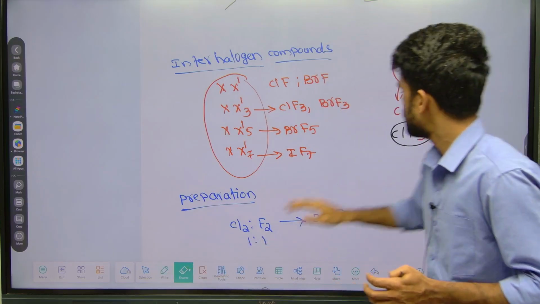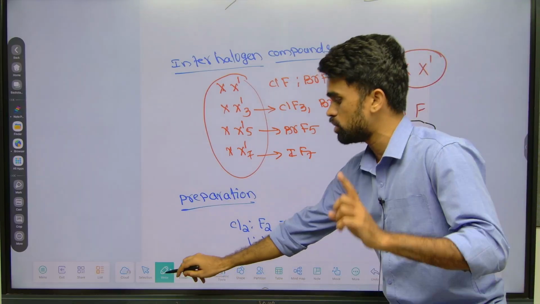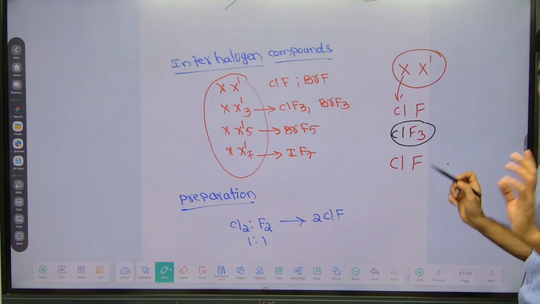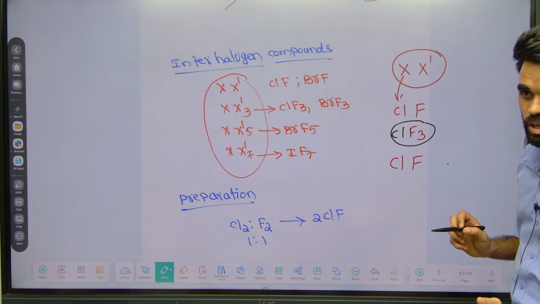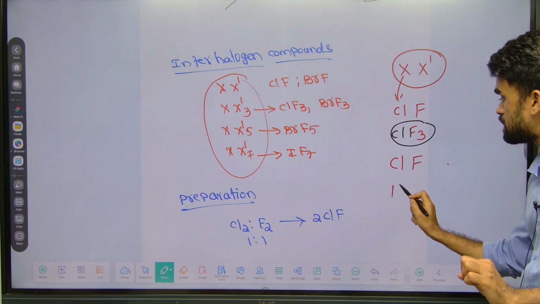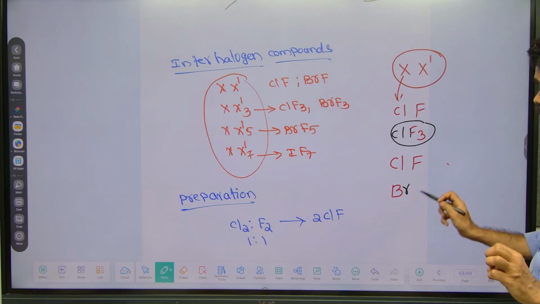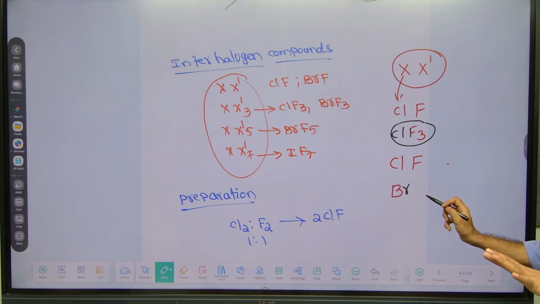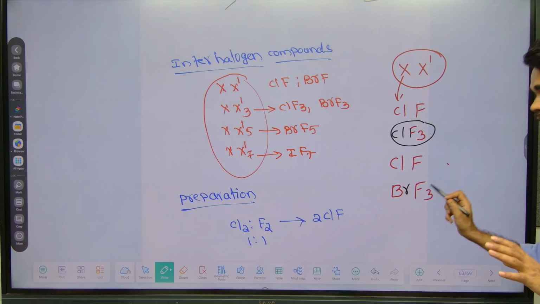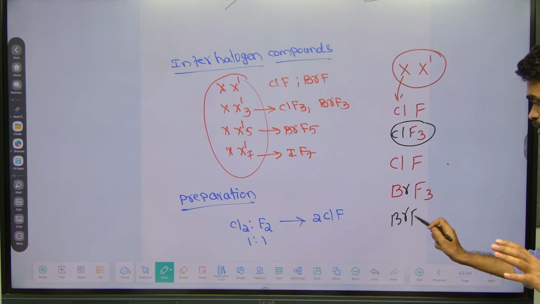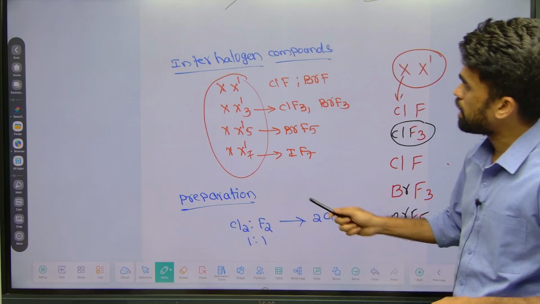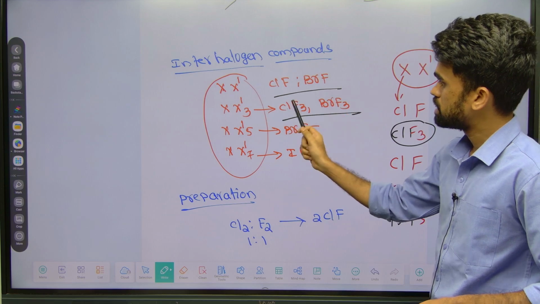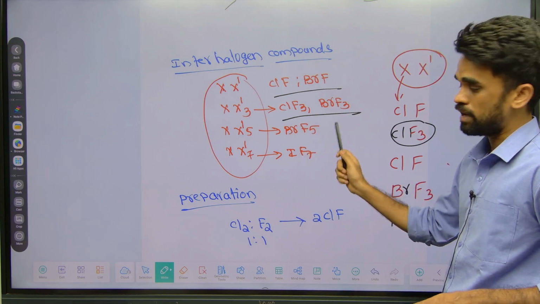Okay, so when you are making interhalogen compounds, you need to keep one thing in mind. The central atom should be less electronegative than the surrounding atom. For example, if Br is the central atom, what could be the surrounding atom I should take? Fluorine or chlorine. You should not take iodine. So it can be BrF3 or BrF5. I have given some examples here: ClF, BrF, ClF3, BrF3, BrF5, like this they will give.